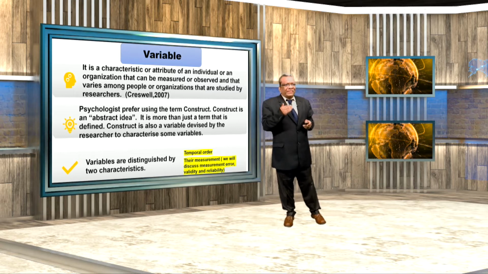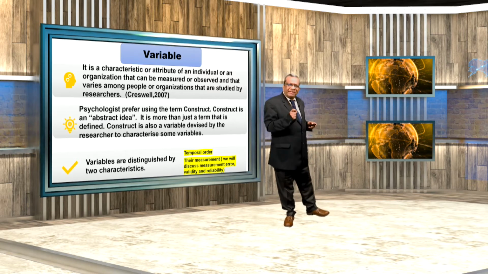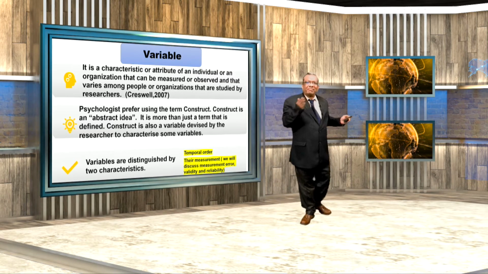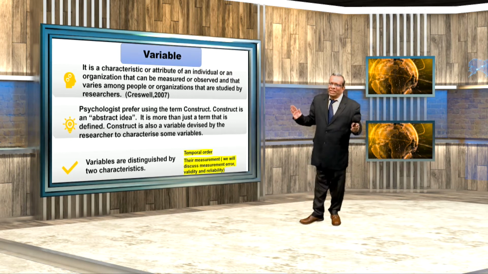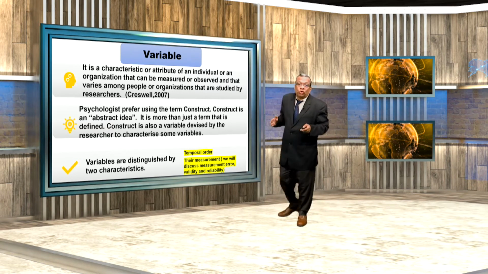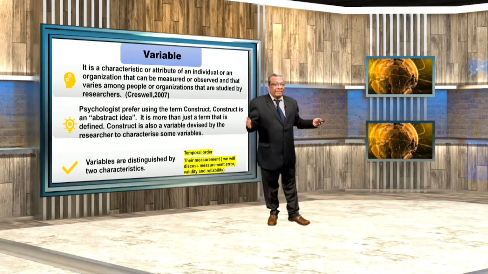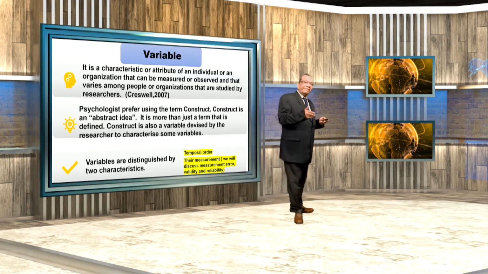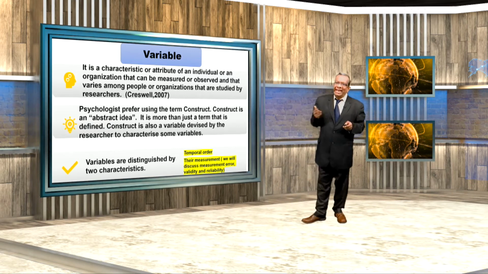Now, psychologists prefer using the term construct for variables. Construct is an abstract idea. It is more than just a term that is defined. Construct is also a variable devised by the researcher to characterize some variables. Probably we will discuss more about constructs in later lectures.